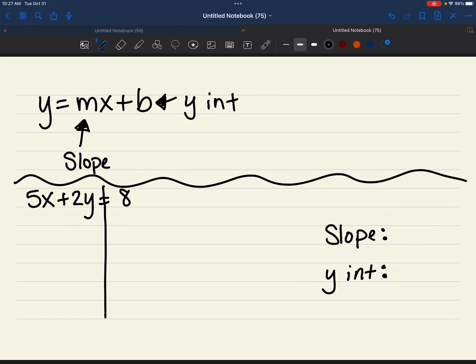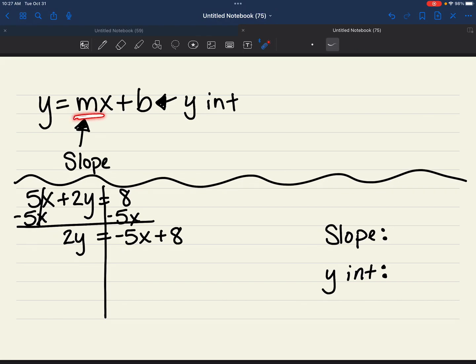So y, we want to stay on the left side. So what do I need to do with 5x? I'm going to minus 5x to the other side. And I get 2y equals what? Why do I write negative 5x first? Because in slope-intercept form, I want x first and then the y-intercept last. Why did I put plus 8 and not minus 8? Because 8 was already positive. Okay?